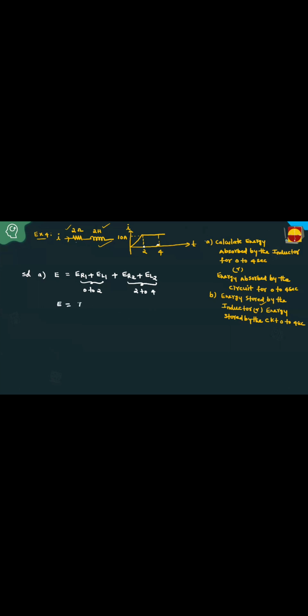0 to 2: I square RT, half L I square. 2 to 4: I square RT, and 2 to 4 is a constant now. What is EL2? I square, 10 by root 3 whole square into R, R is 2 ohms, T is 2 seconds. Half, L is 2 Henry, I is 10 ampere. Again, don't do 10 by root 3 there, because it is a triangular wave.